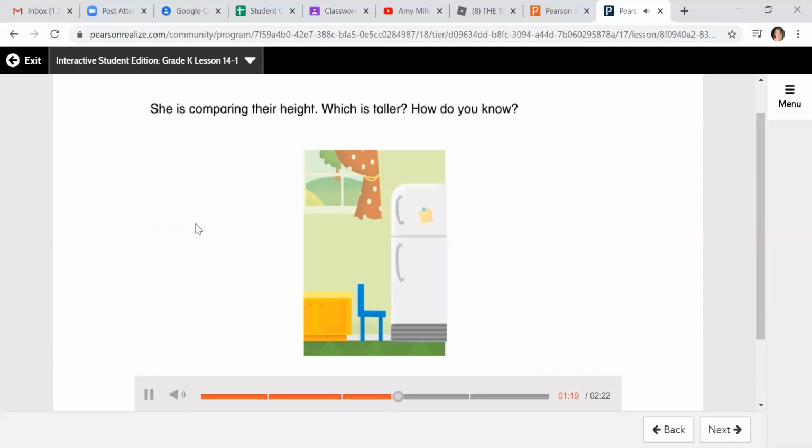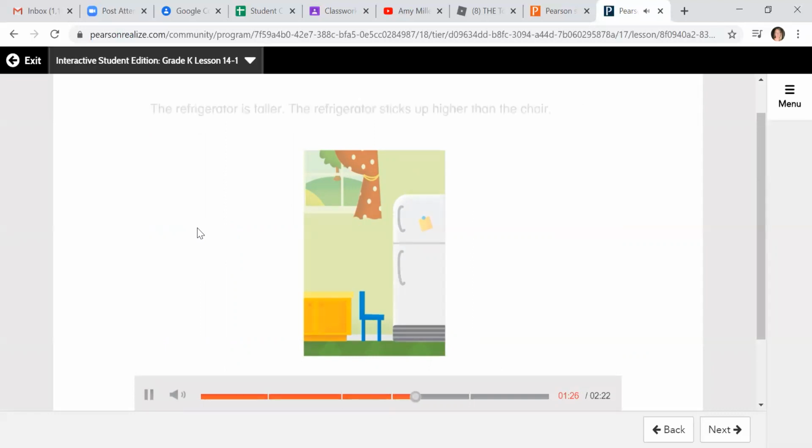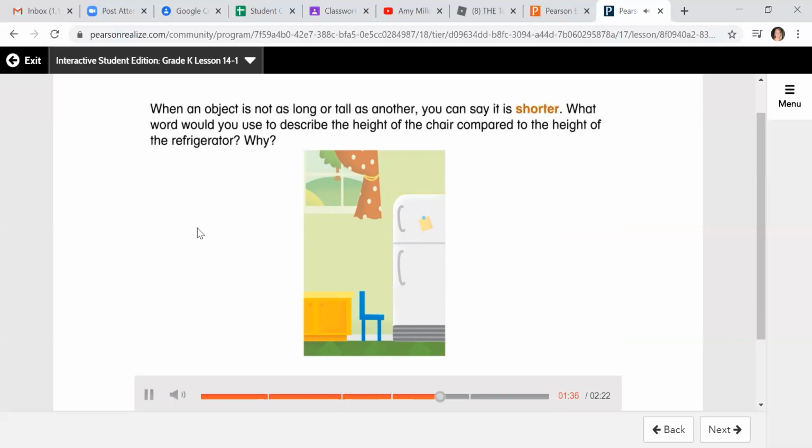She is comparing their height. Which is taller? How do you know? The refrigerator is taller. The refrigerator sticks up higher than the chair. When an object is not as long or tall as another, you can say it is shorter. What word would you use to describe the height of the chair compared to the height of the refrigerator? Why?